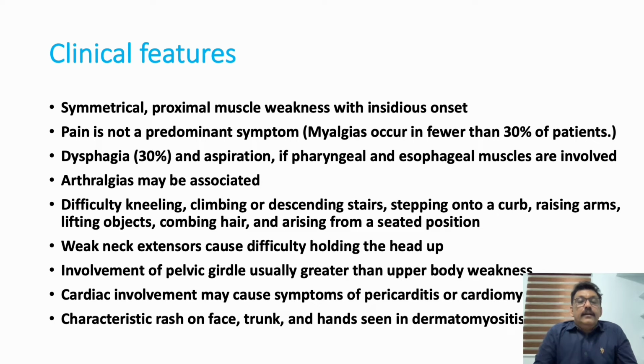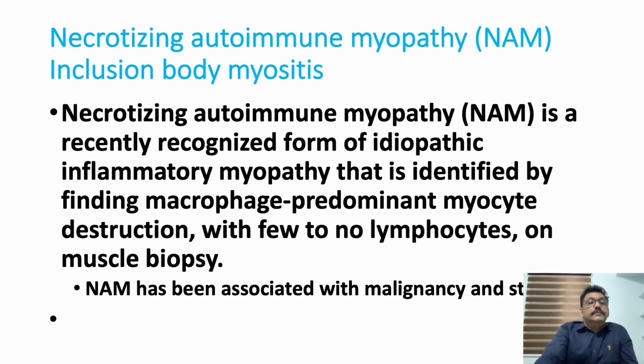Involvement of the pelvic girdle, so that the patient is unable to get up from a squatting position. Cardiac involvement can be seen in some patients. Cardiomyopathies and pericarditis can also be seen, but not as a routine involvement. Skin rashes over the face, neck, back, everywhere you can see skin rashes. Similar types of skin rashes can be there. That is seen in dermatomyositis.